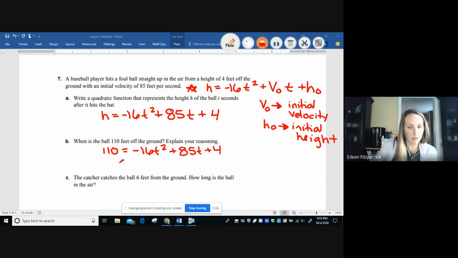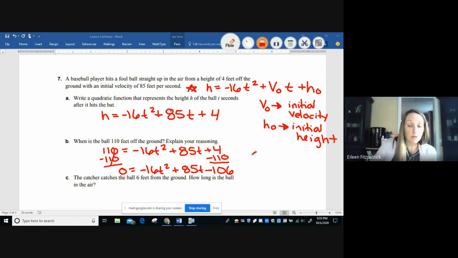Now, these are some big numbers. If I was asking you to solve this, which you are asked to solve it, you would not want to solve using factoring. You'd want to use the quadratic formula. So you need to set it equal to 0 to start. You have 0 equals -16t squared plus 85t minus 106. And then you would do the quadratic formula from there.